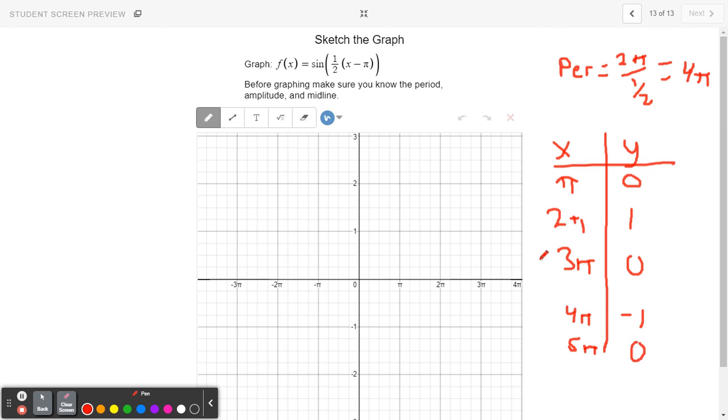Okay, and so you see right there, we got pi, 2 pi is 1, at 3 pi is 0, at 4 pi is -1. So if we were to plug in 0, it would be at -1. You kind of just see the whole graph here.